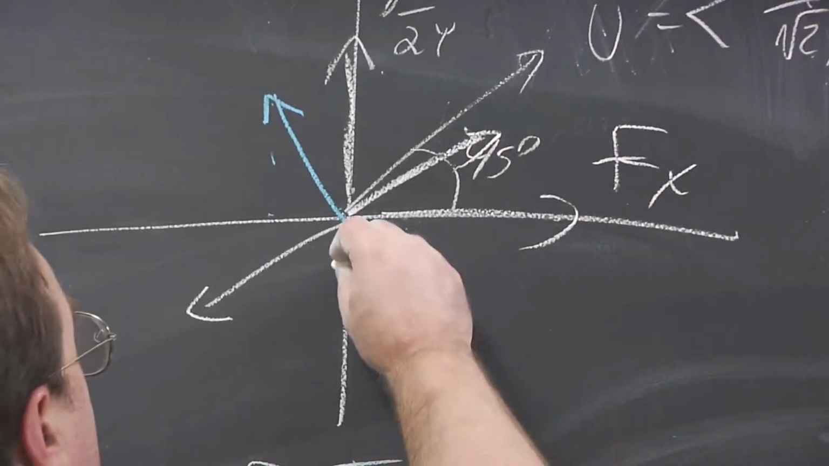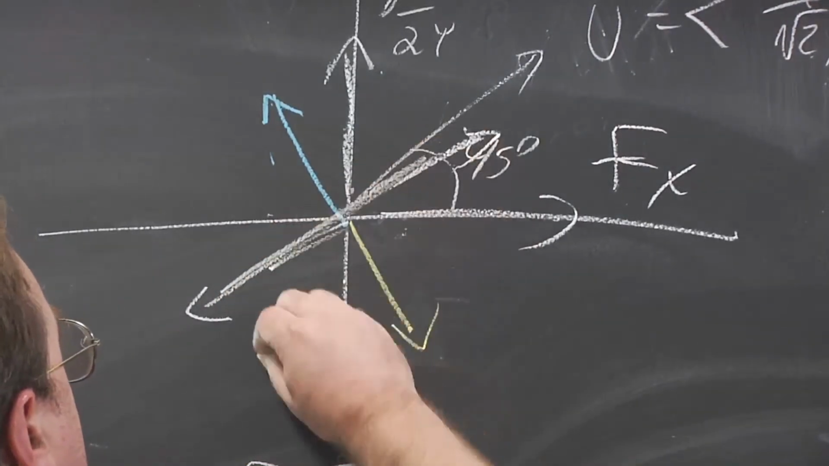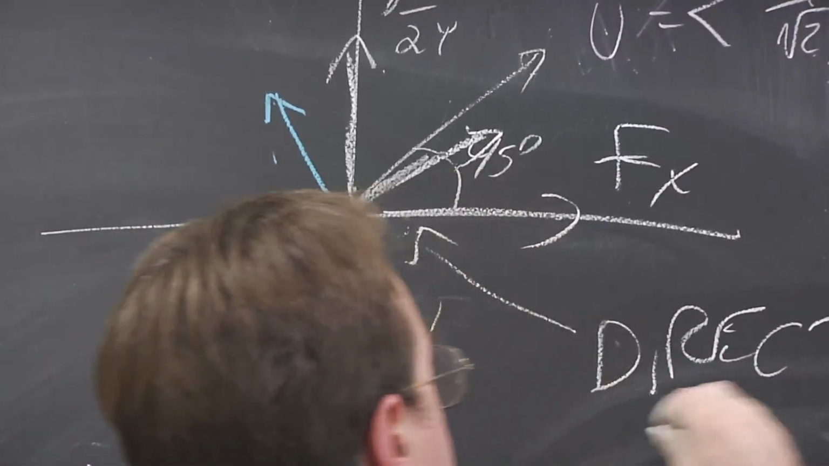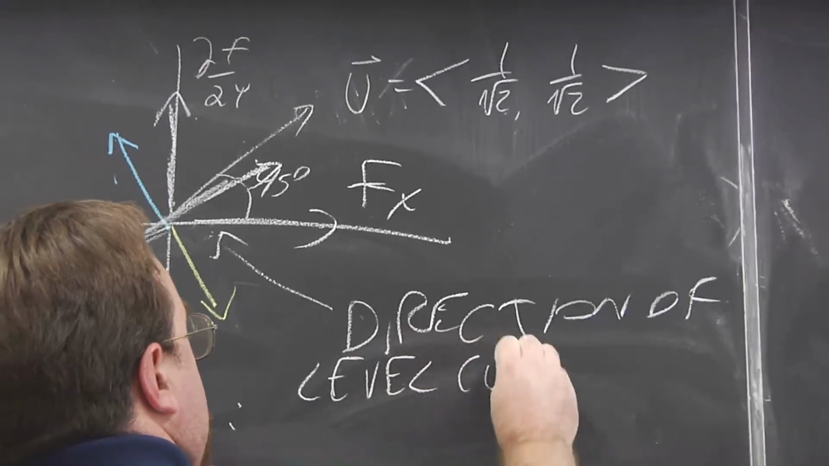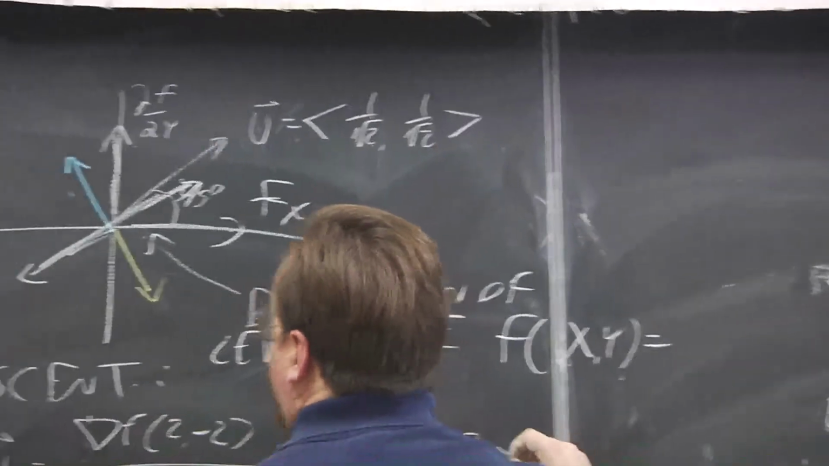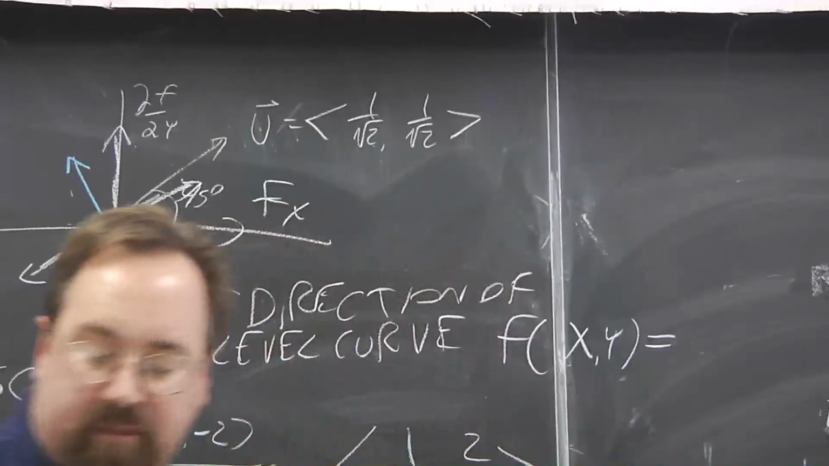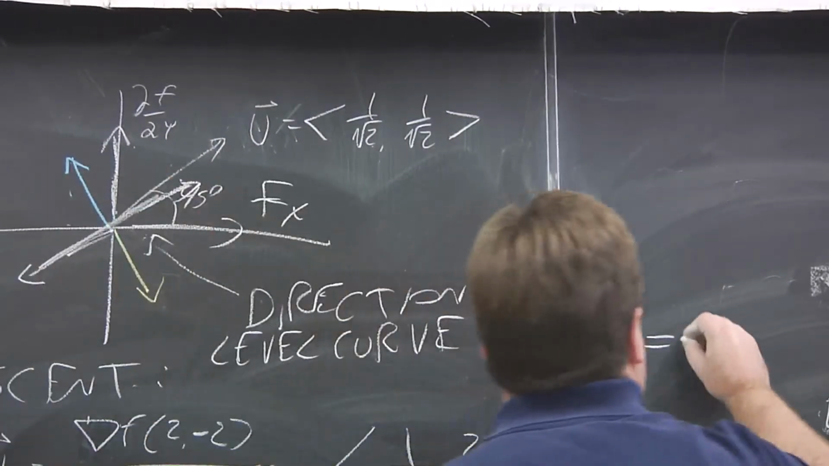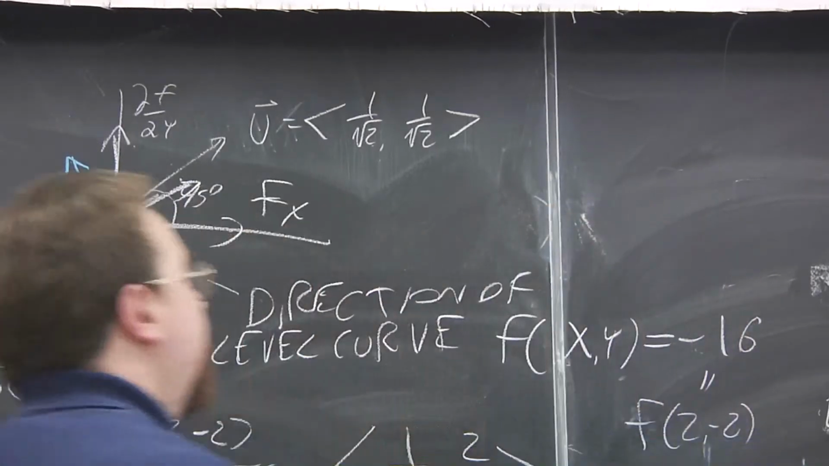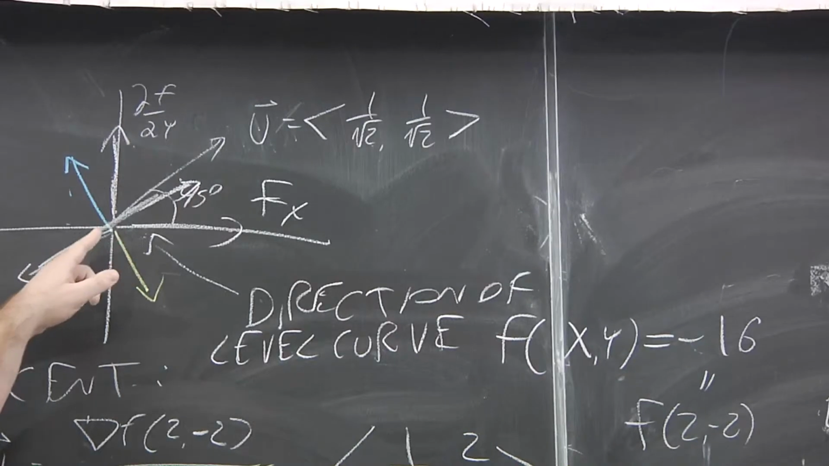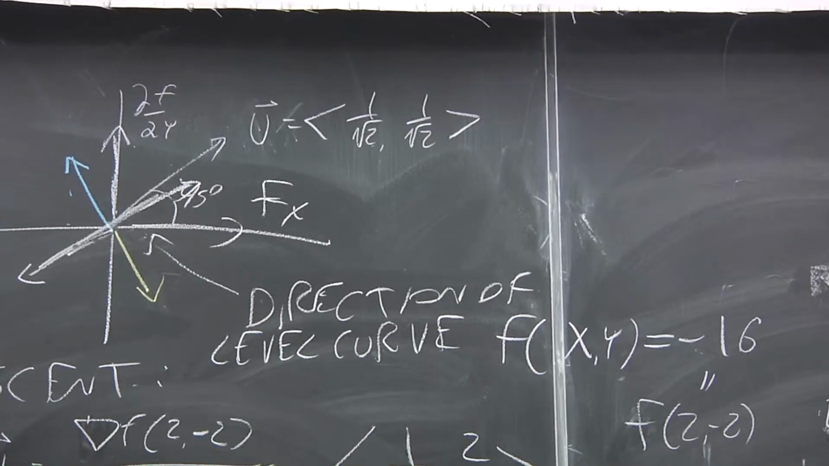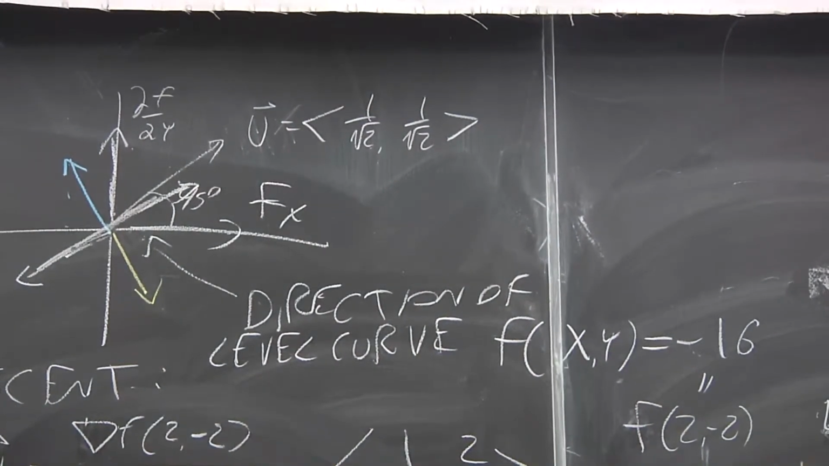So along this line, that's the direction of the level curve f of x, y is equal to 16 or minus 16? Minus 16. Because that is the value of f at this point. All right. So at this point, f is equal to minus 16, and as x and y change along this line, f remains constant. So that's the direction of the level curve that passes through that point.